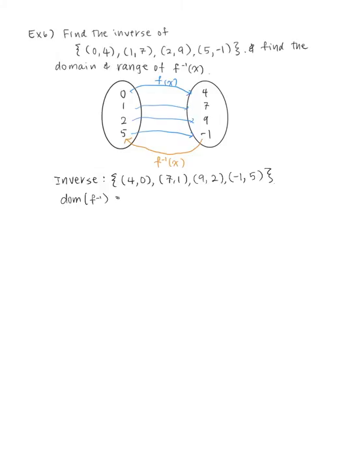Now the domain of f inverse is nothing but the range of f of x. So this is the domain of f, and this is the range of f. But that's the same thing as the domain of f inverse, and then this is going to be the range of f inverse. Keep that in mind. All right, so the domain of f inverse, those values are 4, 7, 9, and negative 1. And the range of f inverse is going to be 0, 1, 2, and 5. All right, so that's our answer.